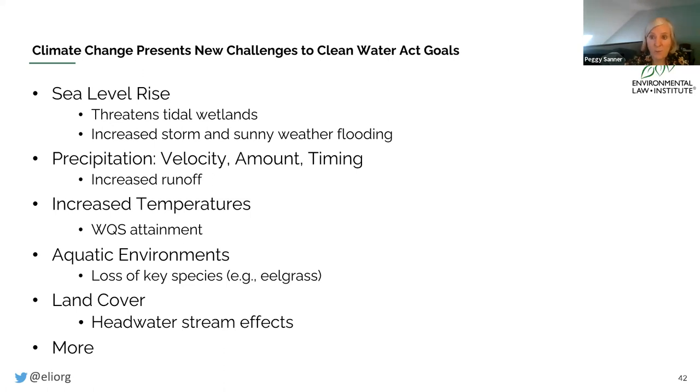Land cover changes with differences in rainfall and unpredictable rainfall events. We see changes in land cover, added to development-caused changes in land cover, that will lead to changes to the temperature of water quality, streams, headwater streams, and many other changes. This is just a sample.